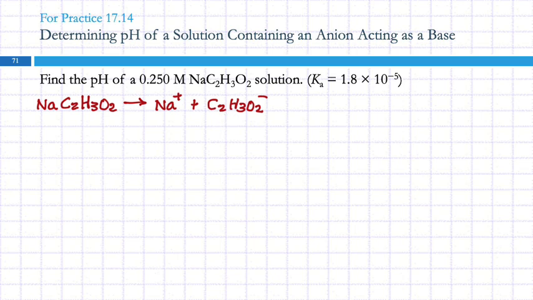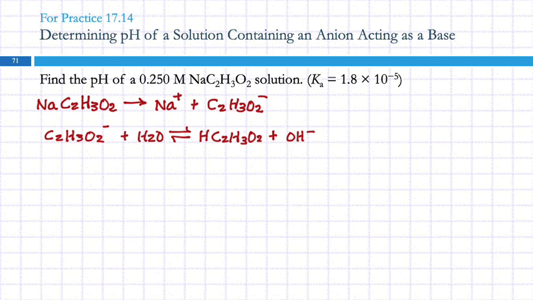So we can write the equation for that, C2H3O2 minus plus H2O will give us HC2H3O2 plus OH minus. It's all about moving a hydrogen ion back and forth. It's like a game of hot potato or something. You're just passing this hydrogen ion back and forth.